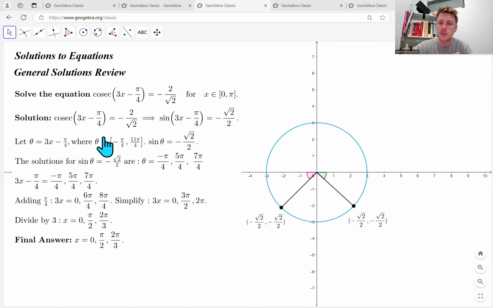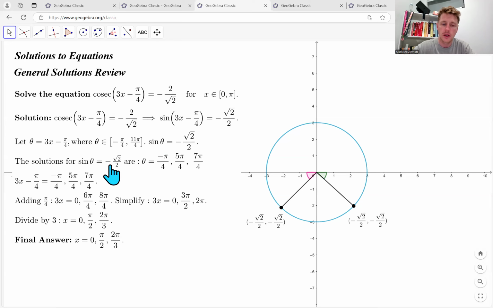And then we're going to do this step of adjusting the domain. So we need to take our domain, which is between 0 and pi, and apply these transformations to it. So 3 times 0 is 0, minus pi on 4 is negative pi on 4. 3 times pi is 3 pi, minus pi on 4 is 11 pi on 4. So we have sine of theta, where theta goes between here and here, equals negative root 2 on 2. And then we find those solutions for sine theta.